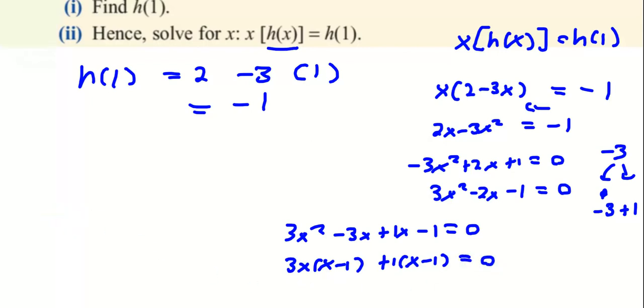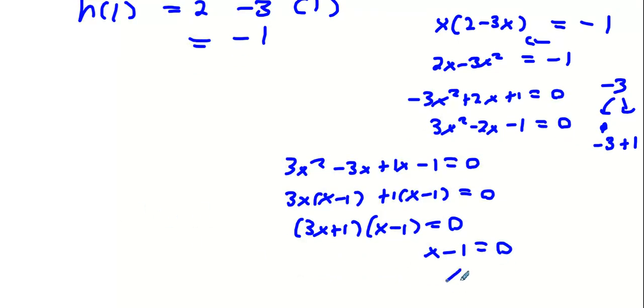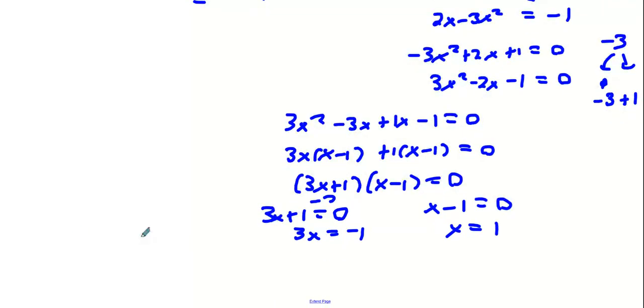Next part. What's the next part, lads? 3x plus 1 into x minus 1 equals 0. Then your two answers. x minus 1 equals 0, so the answer there would be x equals 1. And the next answer would be 3x plus 1 equals 0. Bring over the 1 to the other side and what do you get? Minus 1. And then bring the 3 underneath. What do you get? Minus 1 over 3. Is that okay with you guys? We all good? Okay.